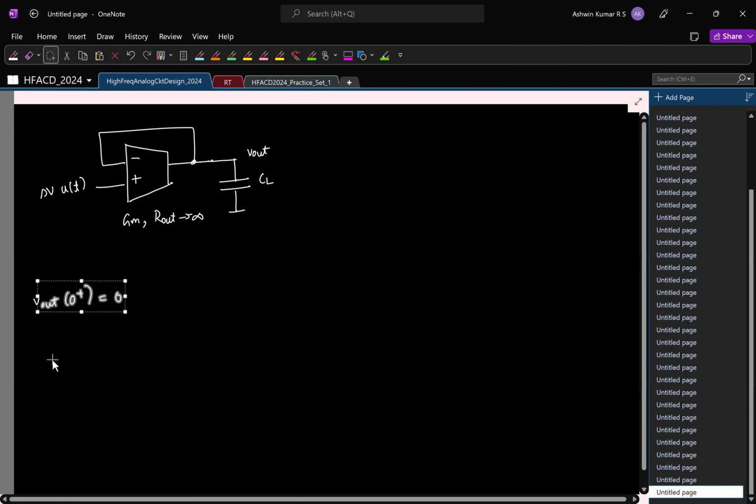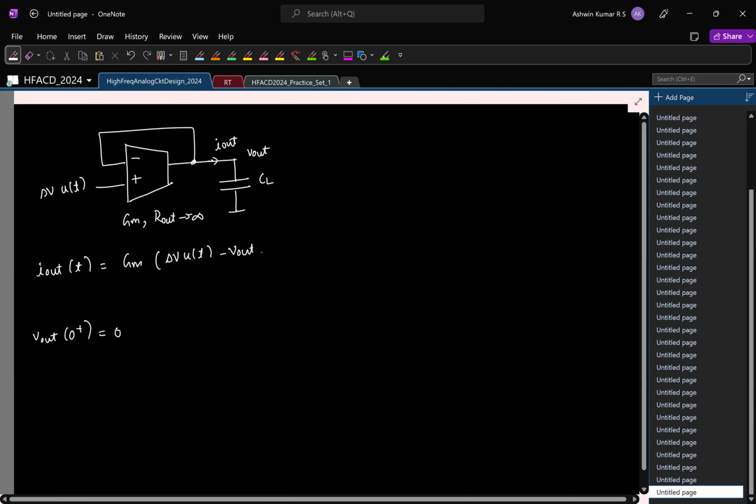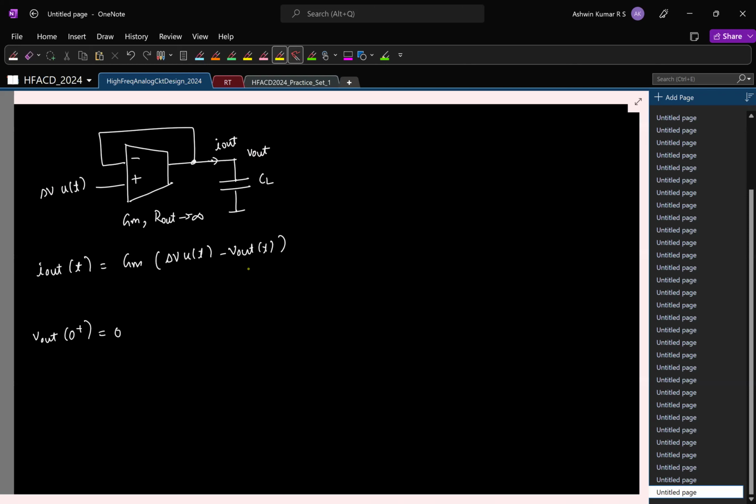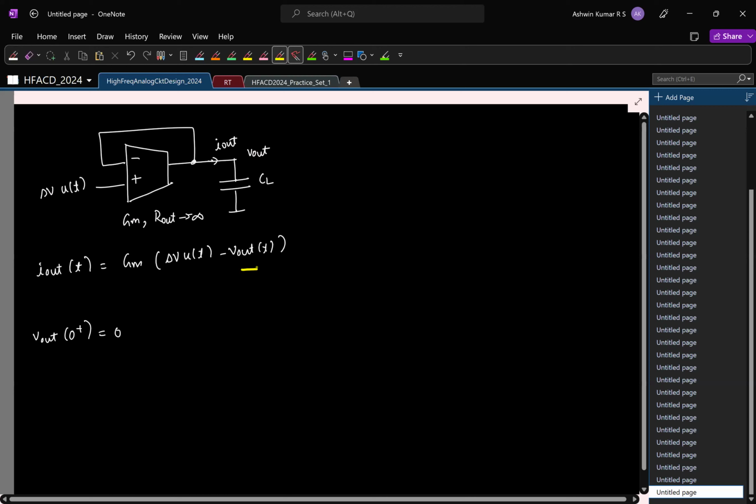And in this circuit, what is the current flowing through the capacitor? If I call it I out, I out of t is what? It's basically fixed by the transconductor, which is Gm times (delta V minus Vout of t). So which means if the output voltage changes as a step, the current will also be a step, so it can't be an impulse. So, a simple contradiction.